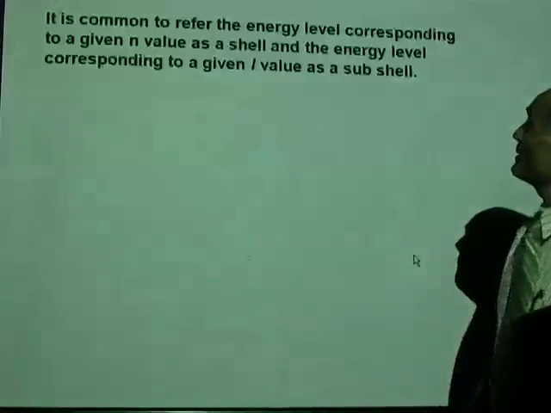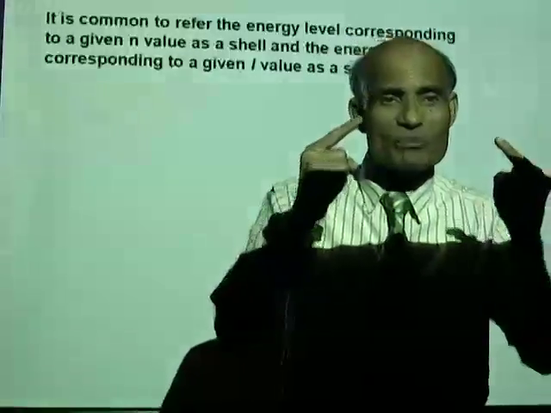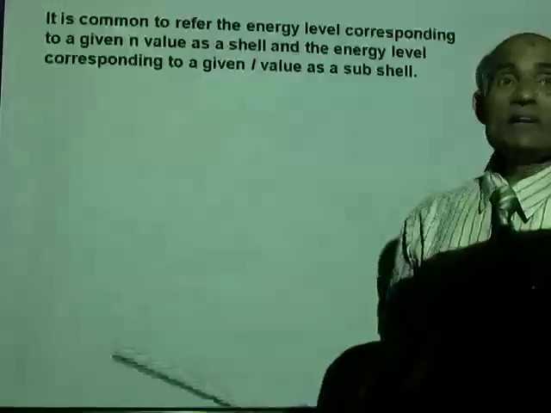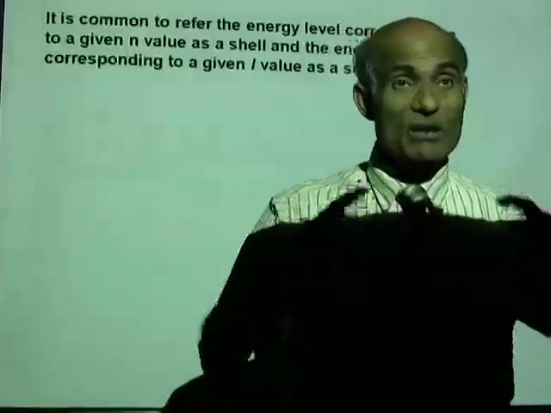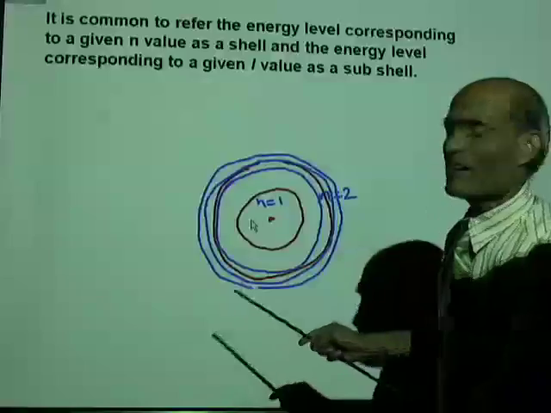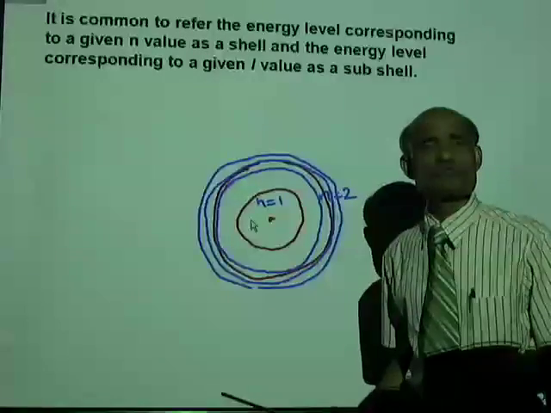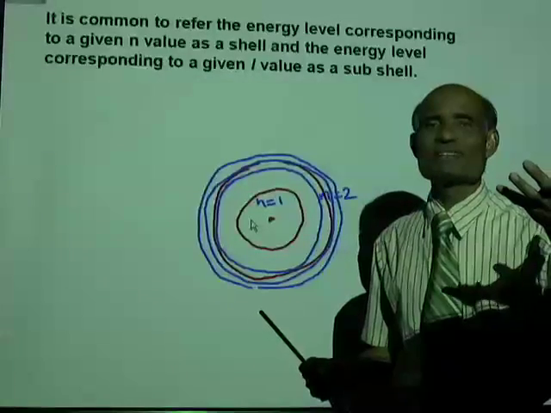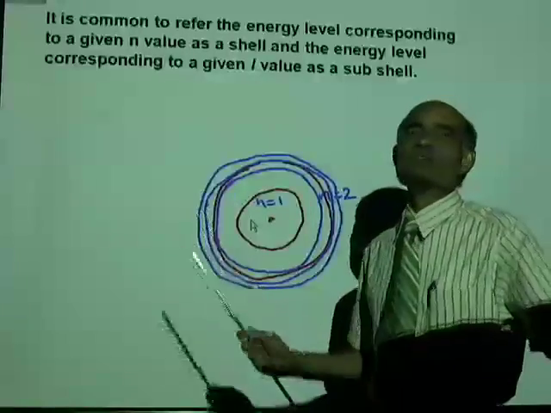Now, it is common to refer to the energy level corresponding to a given n value as a shell. So, n equal to 1 will be the first electron shell, n equal to 2 will be the second shell, and so on. And then there will be subshells corresponding to L values. So there are shells and then subshells, and we will have a look at that. I have made a very primitive diagram here. If you look at n equal to 1, it doesn't have any more subshells, because for n equal to 1, L can have only one value, that is 0. Is that right? So for the n equal to 1 shell, there is only one subshell.